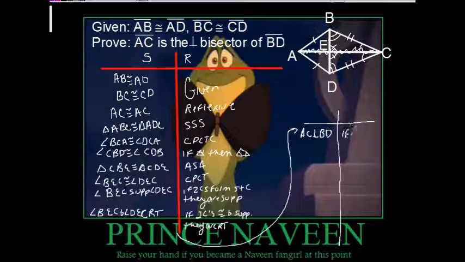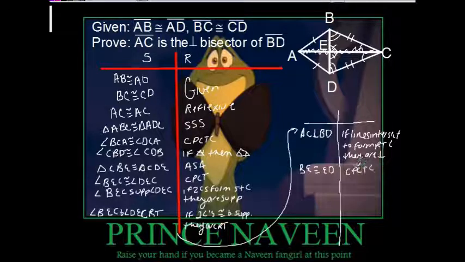If lines intersect to form right angles, they are perpendicular. So there's my perpendicular part. Next CPCTC I'm going to show is going to be that BE is congruent to ED by CPCTC.